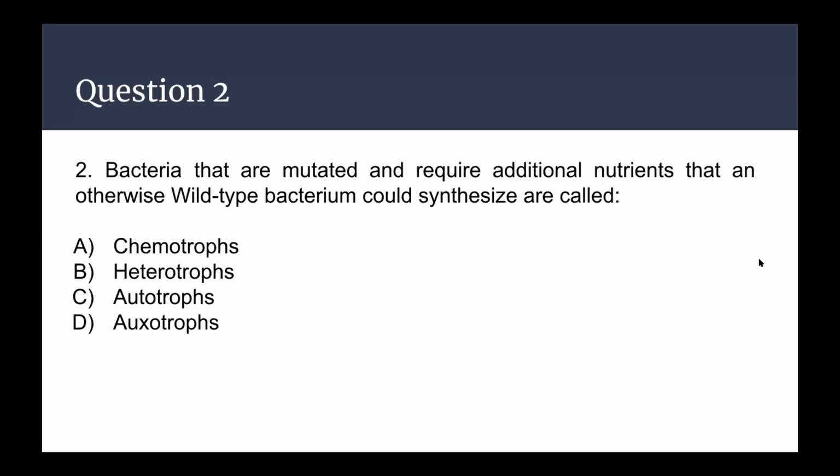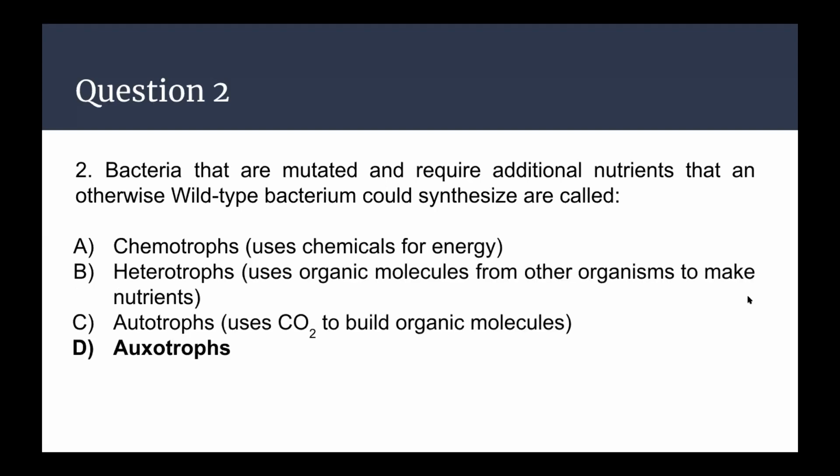Okay, so the definition of an auxotroph is exactly what the question is saying. It's a mutant strain of bacteria that requires additional nutrients that a wild type bacteria is able to make. The other terms listed, like chemotroph, heterotroph, autotroph, as well as phototrophs, are simply classifications of bacteria according to where they get their energy and organic molecules from. Chemotrophs get their energy from chemicals. Heterotrophs use organic molecules from other organisms to synthesize their own nutrients, and autotrophs use CO2 to build their organic molecules.